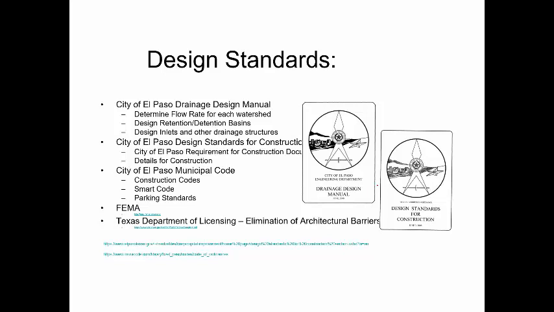If you move to another place, then you have to check with their engineering department, and sometimes they combine engineering and planning, and ask for the drainage design manual or design standards for construction. If you are outside of city limits, if you are a good engineer, you will follow city codes for your design, because not all the counties have their own drainage design manuals or standards.